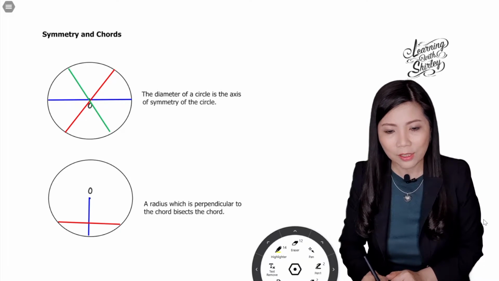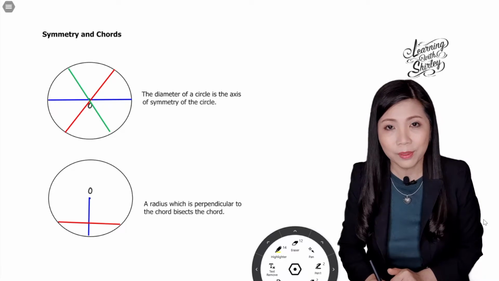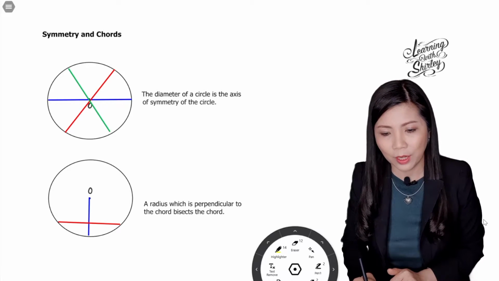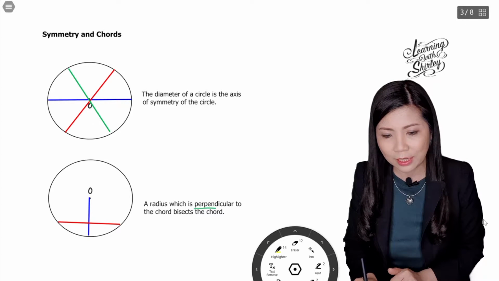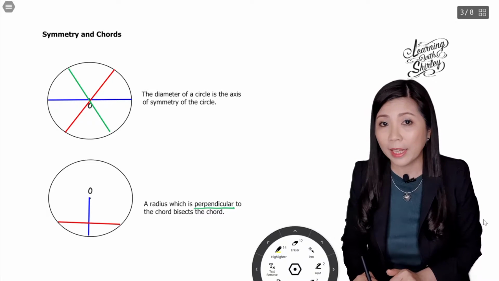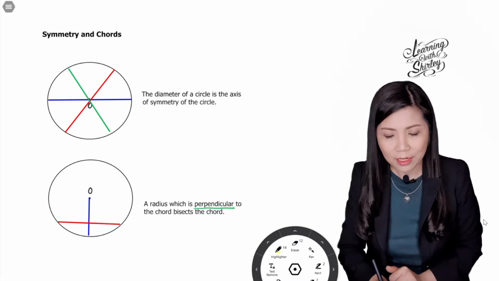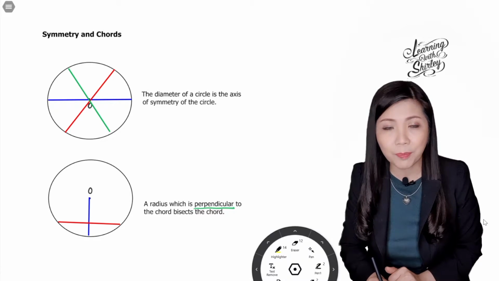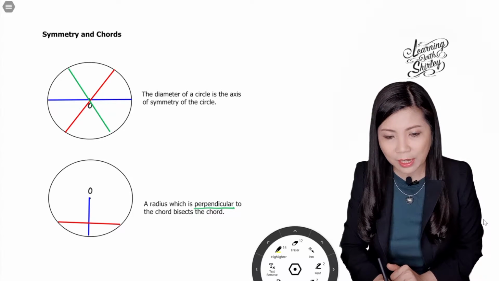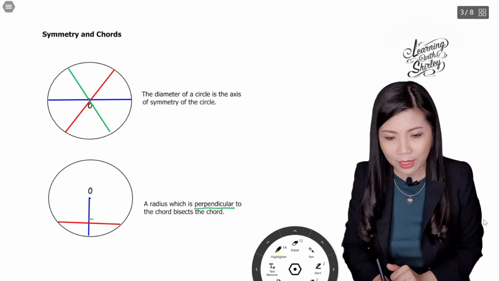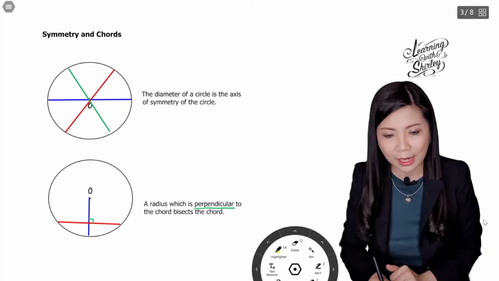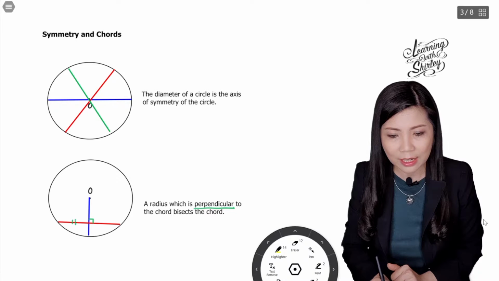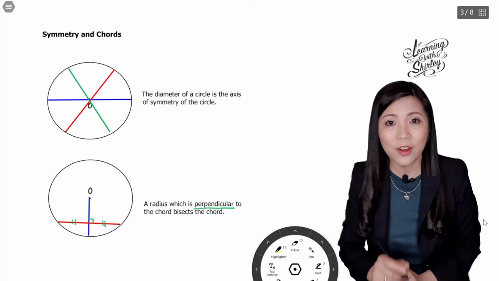Let's look at the next diagram. A radius which is perpendicular, and perpendicular means 90 degrees, to the chord bisects the chord. It means that if the blue line represents the radius and the red line represents the chord, it bisects it. Perpendicular here is 90 degrees, and bisect the chord means that this length is equal to this length. Remember that.